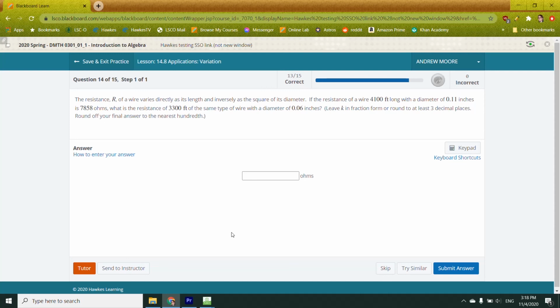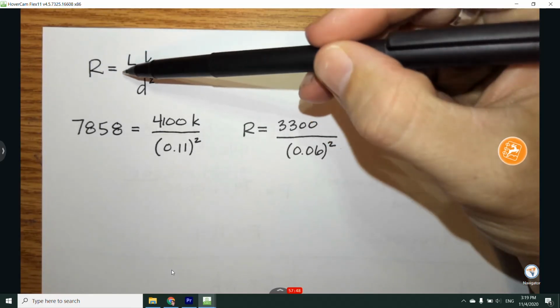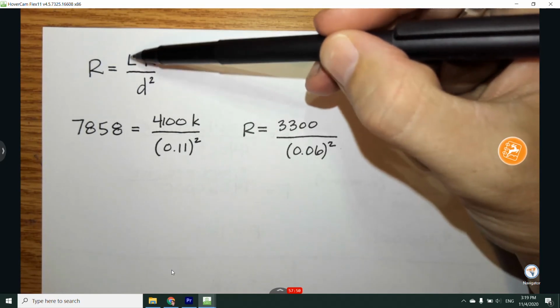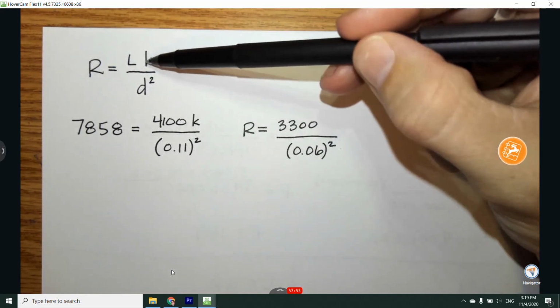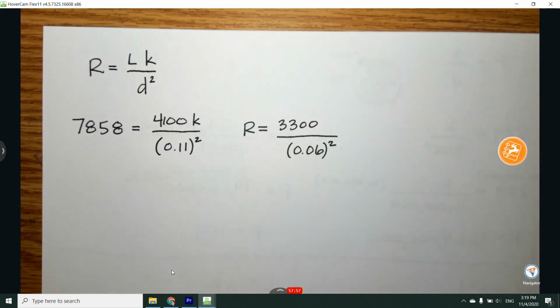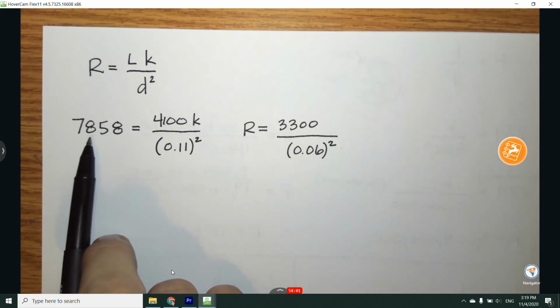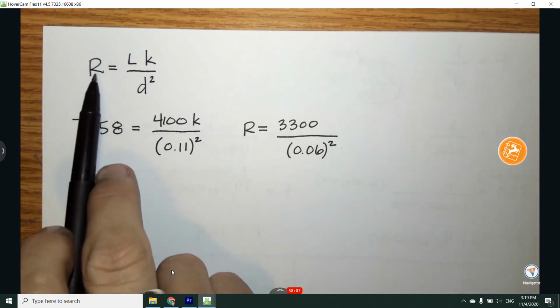Okay. So in our problem, I'm not going to go away just yet and tell you anything, but when it says 7,858 ohms, that is our resistance. That's what we measure resistance in. This says our resistance varies jointly with our length, and inversely with our diameter squared, the square of our diameter. Like I said, that ohms value, 7,858, is our resistance.